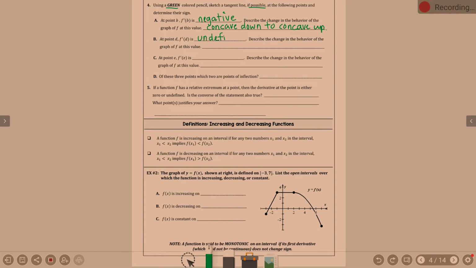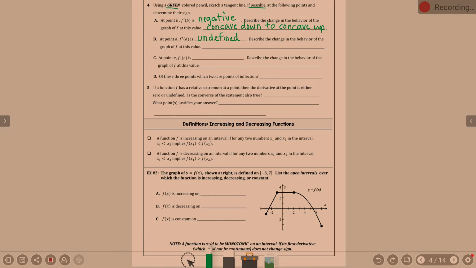What'd you say? Undefined. You did not say undefined. Someone said it, and it almost sounded like indivisible, or we said it at the same time. I don't know, I heard something like indivisible. Maybe I'm hearing things. Okay, so the derivative is undefined.